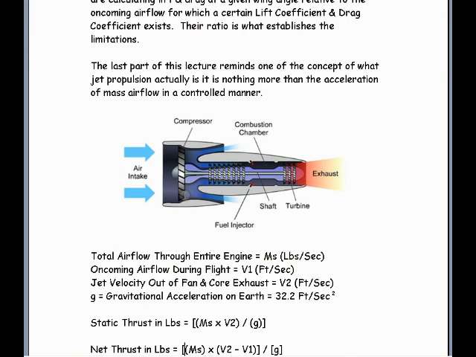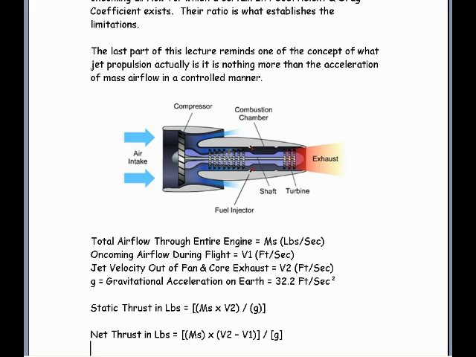The last part of this lecture reminds one of the concept of what jet propulsion actually is. It is nothing more than the acceleration of mass airflow in a controlled manner. As we can see here, the total airflow through the jet propulsion engine is the ms, the pounds per second mass airflow. Oncoming airflow during flight is the V1 in feet per second. Jet velocity out of the fan core, the cold and hot gas ducts on this turbofan, is the V2 in feet per second. And then the g is the gravitational acceleration at 32.2 feet per second squared.